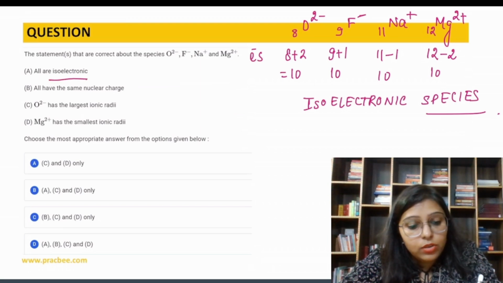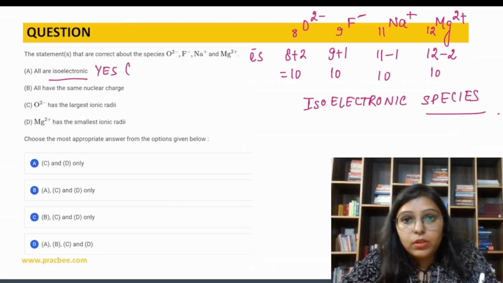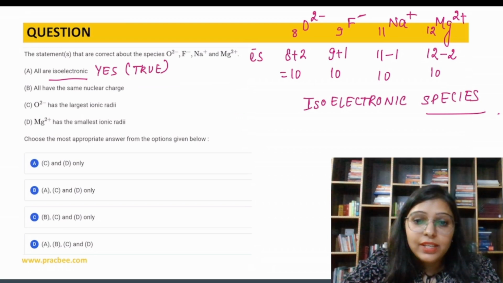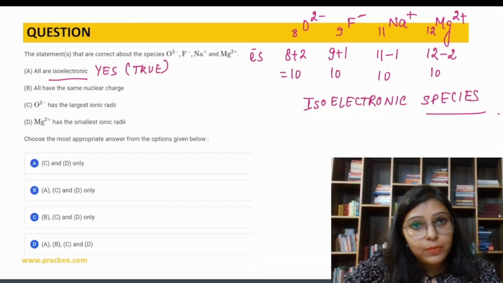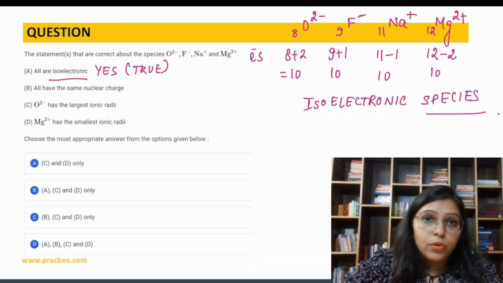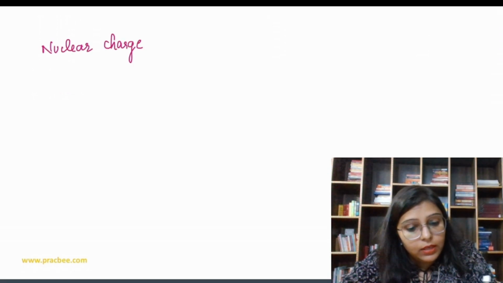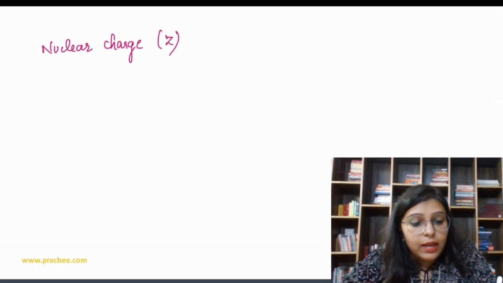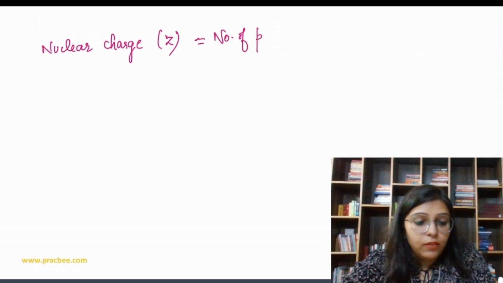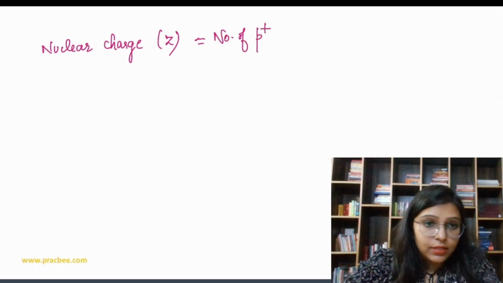So all are isoelectronic? Yes, it is true. All are isoelectronic. Now, do all have the same nuclear charge? No. See, nuclear charge is Z, and Z is equal to the number of protons. If protons are different, then nuclear charge is different.